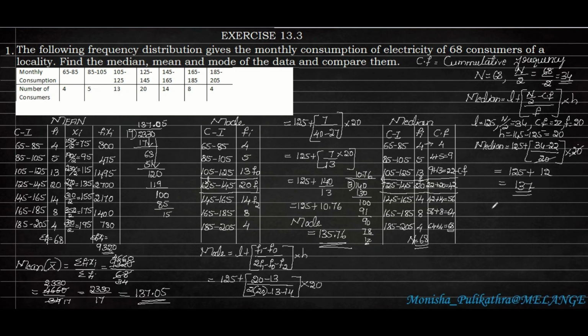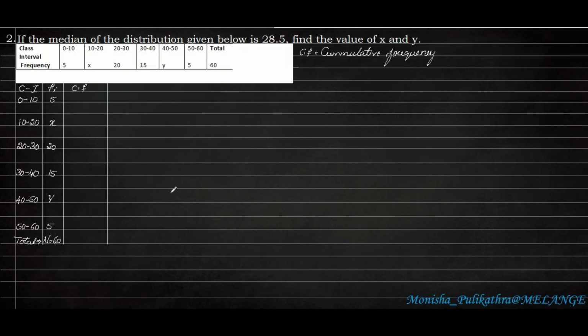So the value for median is equal to 137. Now we can compare all the three answers. Mean is equal to 137.05, mode is 135.76 and median is 137. Almost the same answer will be obtained by calculating all the three, mean, median and mode. I hope you understood this. Moving on to the second problem.